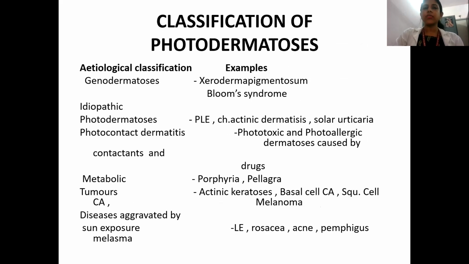We classify photodermatosis depending on the etiology, the cause, into xenodermatosis, idiopathic, then photocontact dermatitis, then metabolic causes, tumors, and then there are certain diseases that are aggravated by sun exposure. Like I said, melasma, pemphigus, acne, rosacea, LE, all these are aggravated by sun exposure.